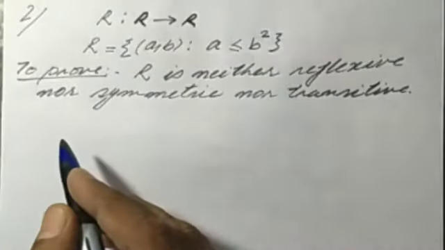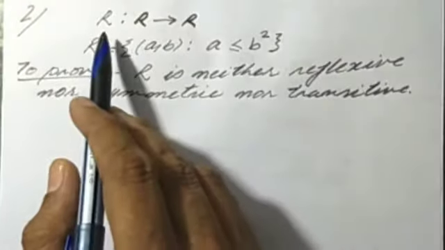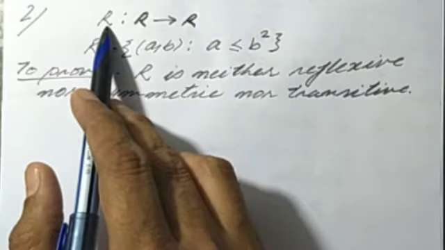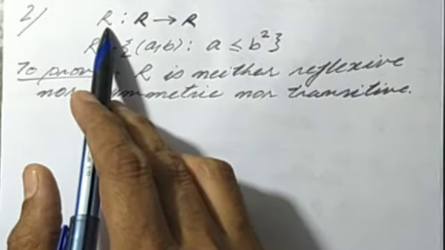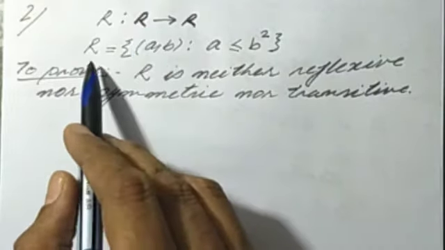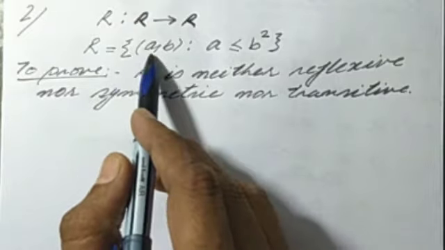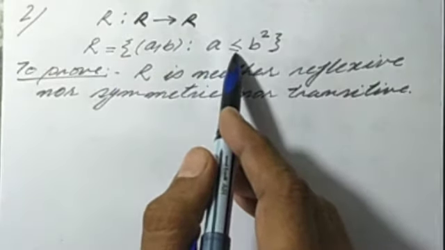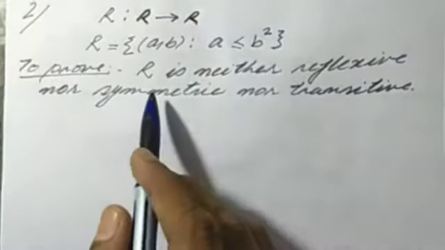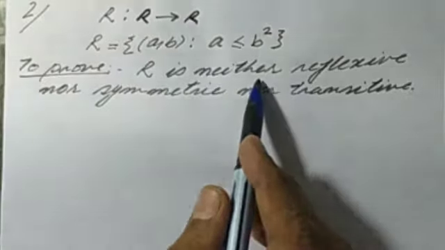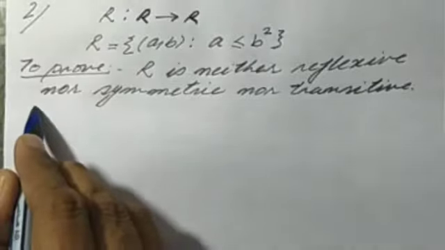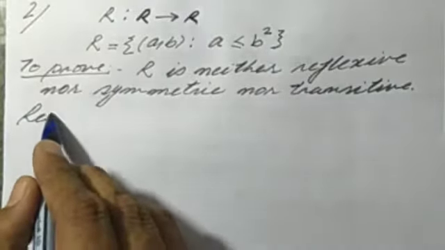Now let us talk about question number 2, in which R is a relation on the set of real numbers. R in the light font indicates the relation, and the R in the dark font indicates set of real numbers. And R is defined as the set of ordered pairs (a, b), where a is less than or equal to b square. Now we have to prove that R is neither reflexive nor symmetric nor transitive. So let's do it. First we have to discuss reflexivity.